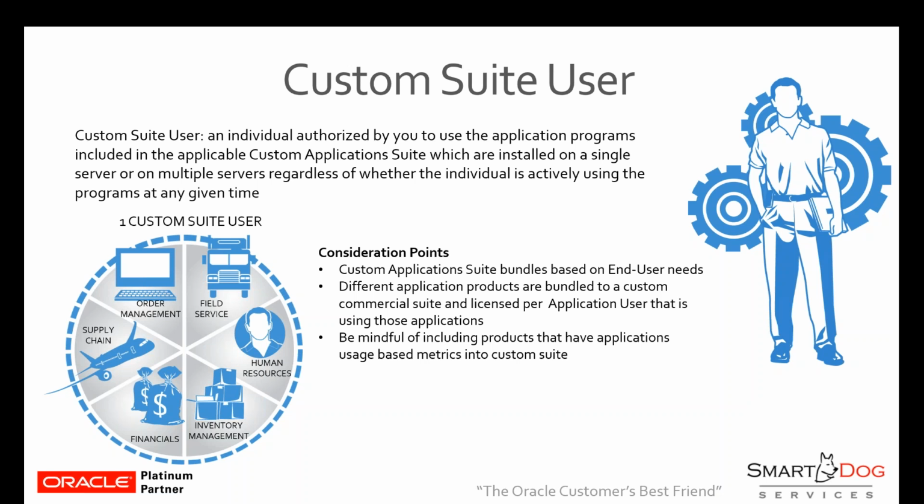So if customers are still considering some of these suite licenses, they need to be mindful of including products that have application usage-based metrics, and including them or not including them in the custom suite. It might be cheaper to look at, hey, maybe I don't include iExpense in my custom suite. I look at licensing iExpense based on the number of expense reports, right? Things like that. So we want to make sure that we're optimizing the custom suite to accommodate those modules that we know we're going to get a lot of value out of, and making sure that those things are properly defined in our suite.